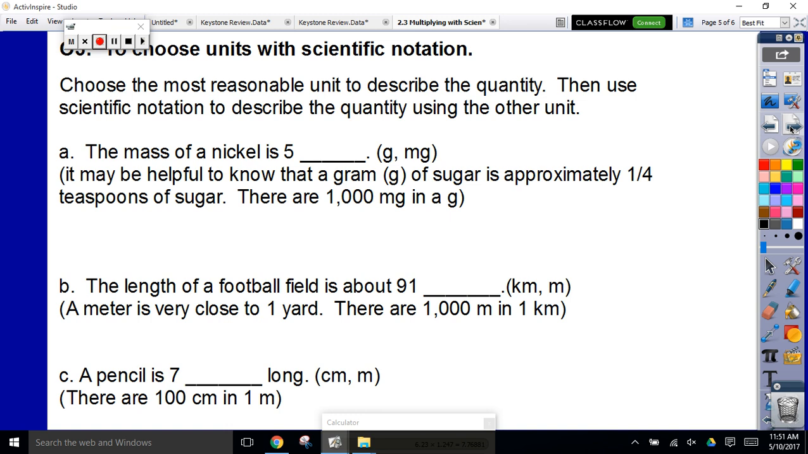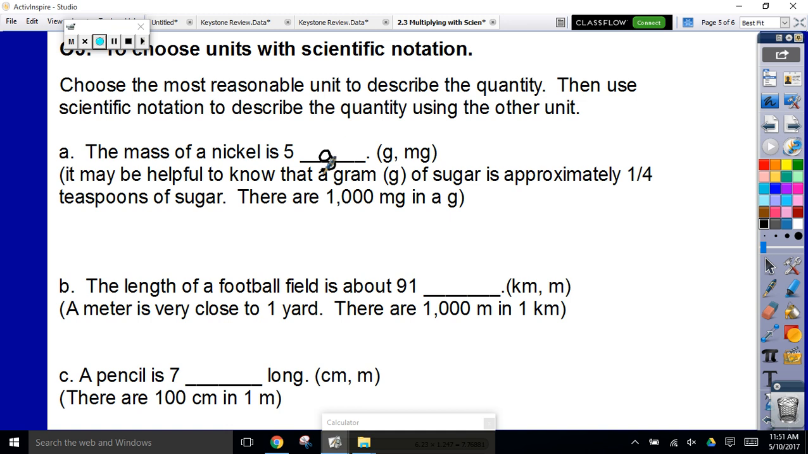Well, is a nickel heavier or lighter than 1/4 a teaspoon of sugar, do you think? It's heavier. So you're going to want it to be more than a teaspoon of sugar, and a teaspoon of sugar is 1 gram. So it would make more sense. Milligrams are smaller than grams because there's 1,000 milligrams in a gram. So it's not going to be like 1,000 times less than a teaspoon of sugar. So we're going to want to use grams for that.